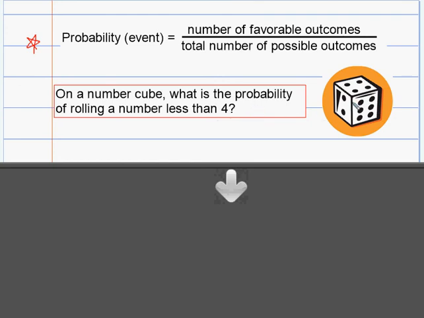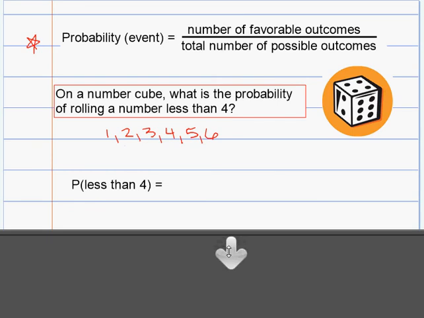Okay, number cube just means a die. You know, the sides, you have a 1, a 2, a 3, a 4, a 5, and a 6. So on any roll, you could get one of those numbers. Okay, so what is the probability of getting less than 4? Now, if I want less than 4, does that include the number 4? It does not.